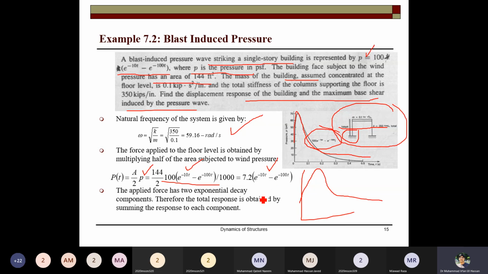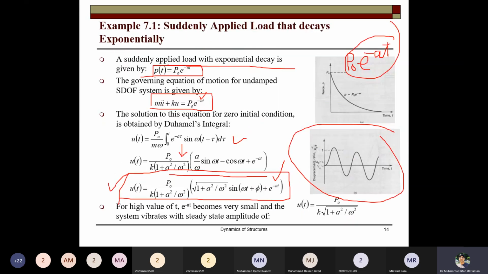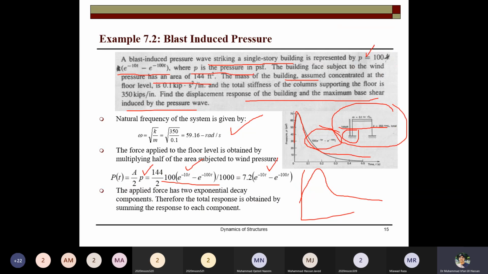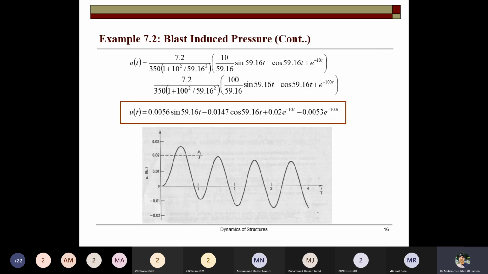आफ्टर गेटिंग द फंक्शन नाउ यू कैन मेक द, you have studied in the previous slide कि क्या response आता है. If you have the function now you have the p value, it means कि p आ गया. The applied force has two exponential decay component, therefore the total response is obtained by summing the component as per principle of superposition. तो ये पहला component है. The second component, just following that.